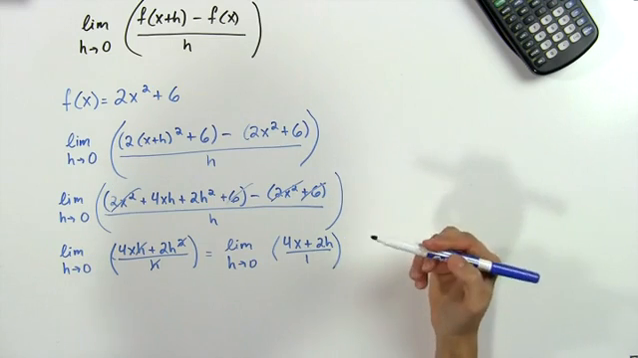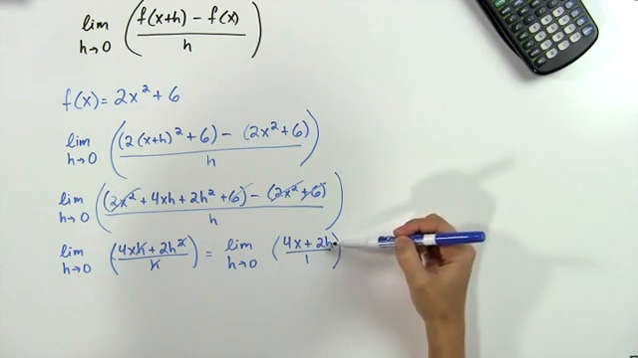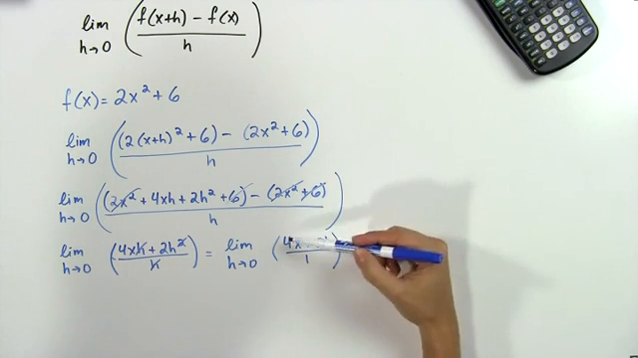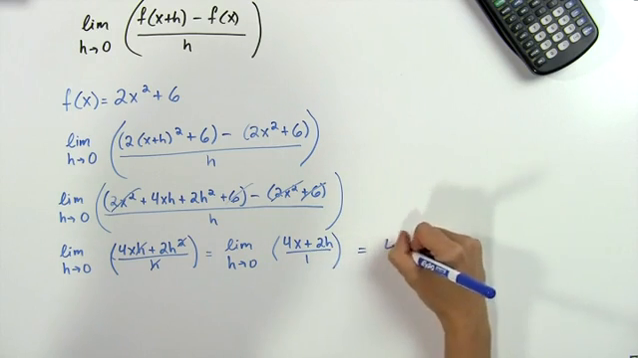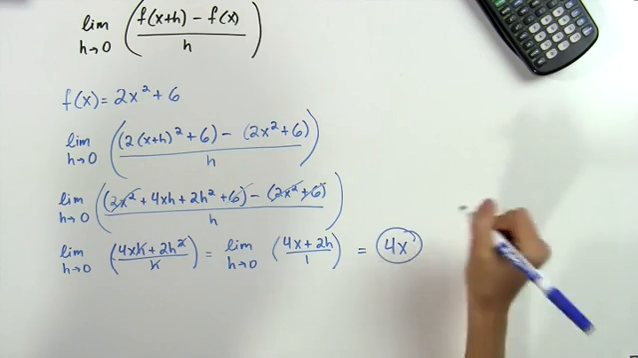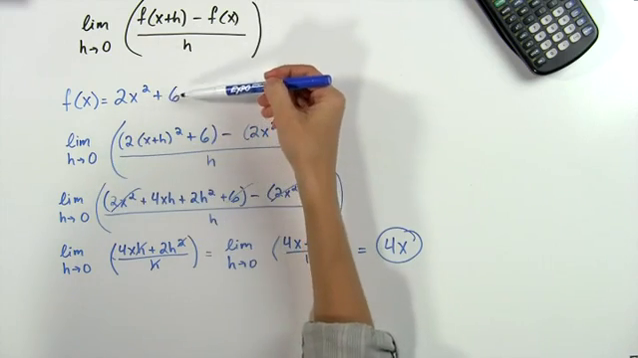Now we can go ahead and evaluate our limit, since this won't be indeterminate as there's only one h in the top. So if we go ahead and plug 0 in for h, we'll just get 4x plus 0 over 1, or just 4x. And that's our limit. So 4x is the slope of our tangent line at any point x on this function. And that's how we find the slope of a tangent by taking the limit.